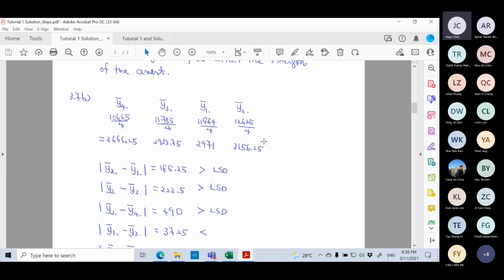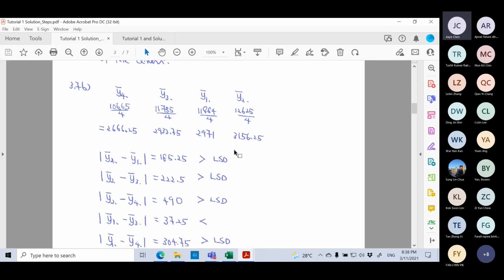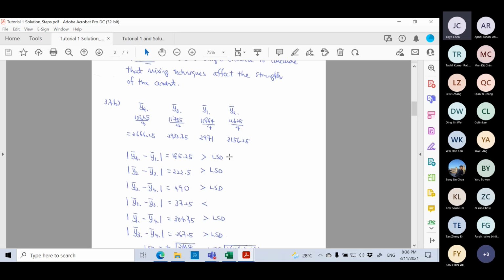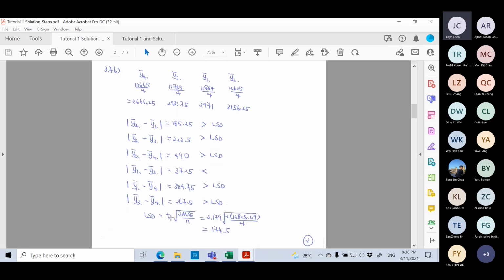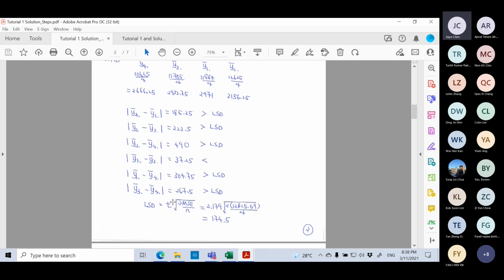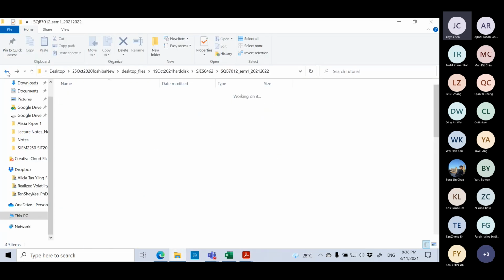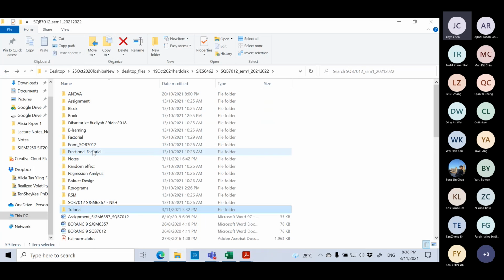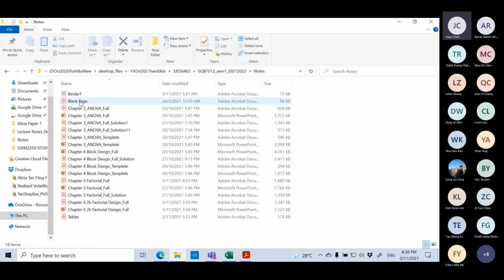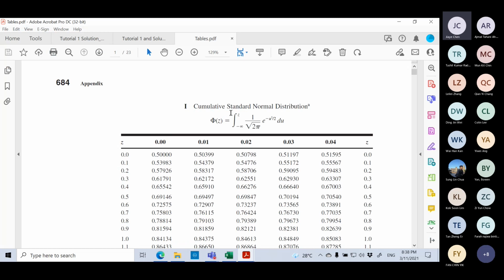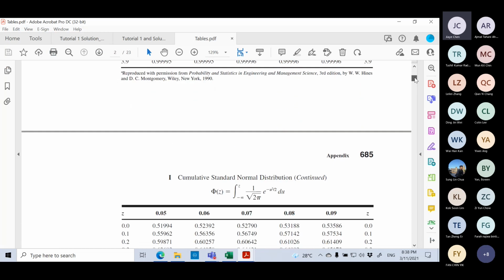Then, instead of using the graph, I can test using the LSD. The LSD formula you can also see from chapter number 3 here. So the LSD is equal to the t value multiplied by the square root of 2 times the MSE divided by n. The t value here is actually from the t table, the statistical table. The t value table.